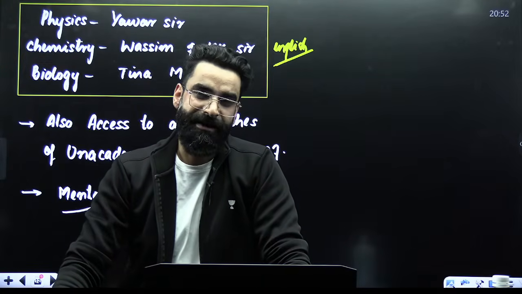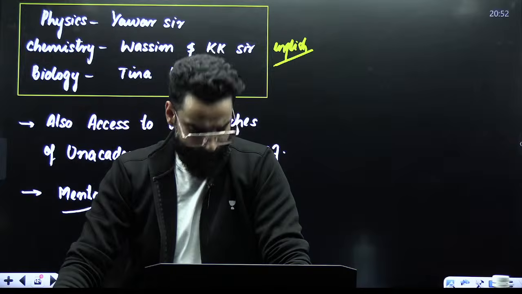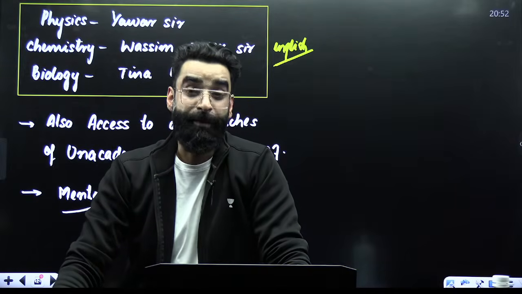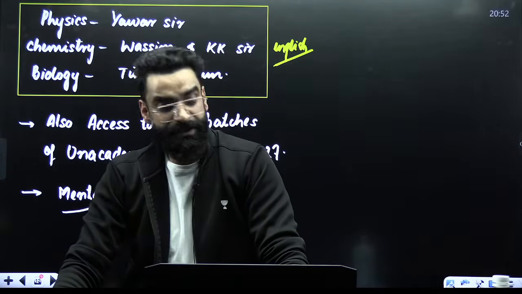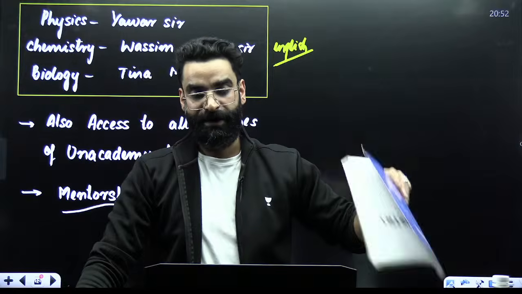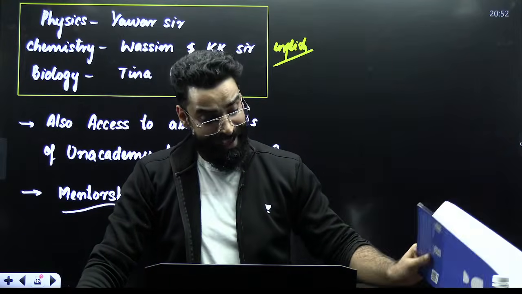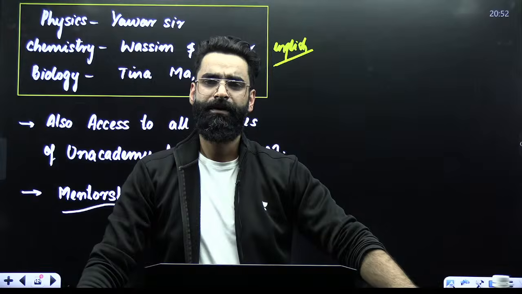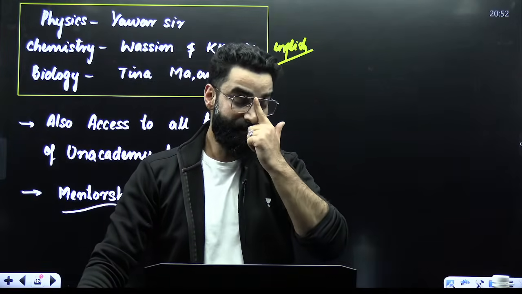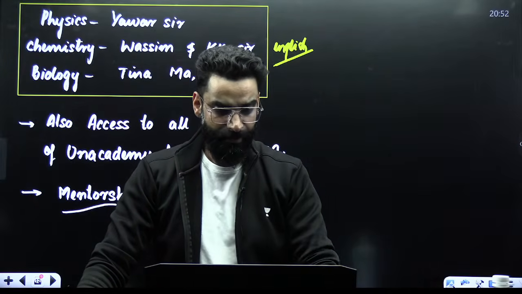The difference lies in the study material first of all. In Plus subscription, you get the study material in the form of PDF. In Iconic subscription, you get study material in the form of booklets like this. And these booklets are delivered to your house. And in Iconic Pro, you get everything, right? One extra thing you get there, what is that?